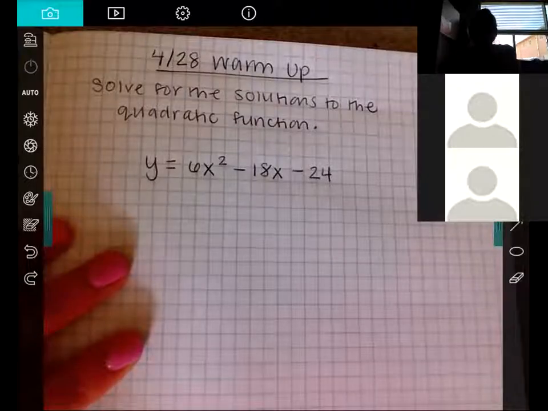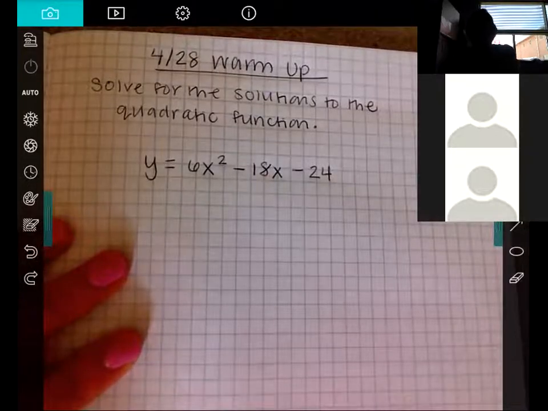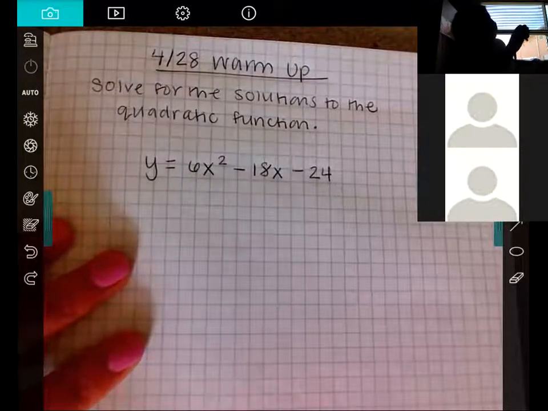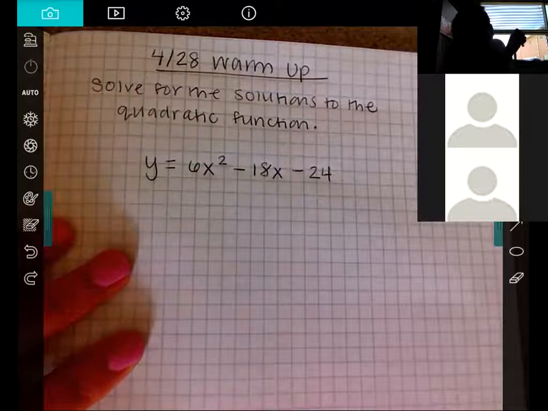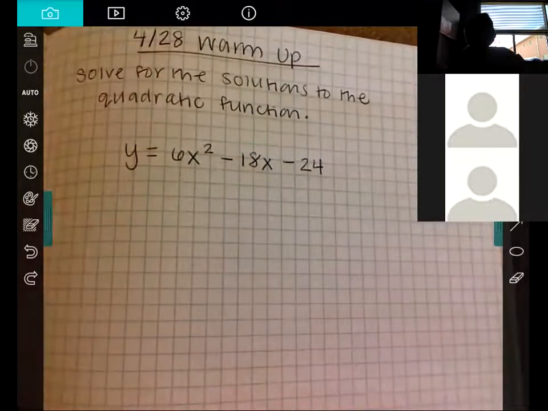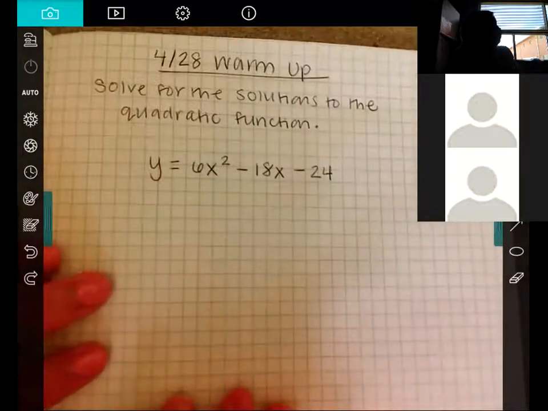So going over the warm-up, solve for the solutions to the quadratic function. We learned yesterday, how do you solve for solutions by hand? Starts with an F. You factor. So what was your first step yesterday to find the solutions?